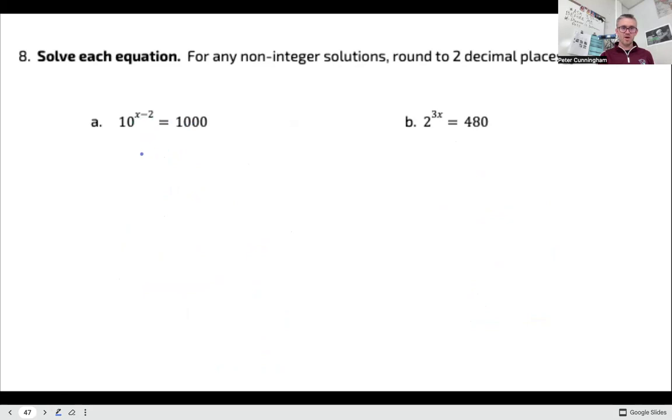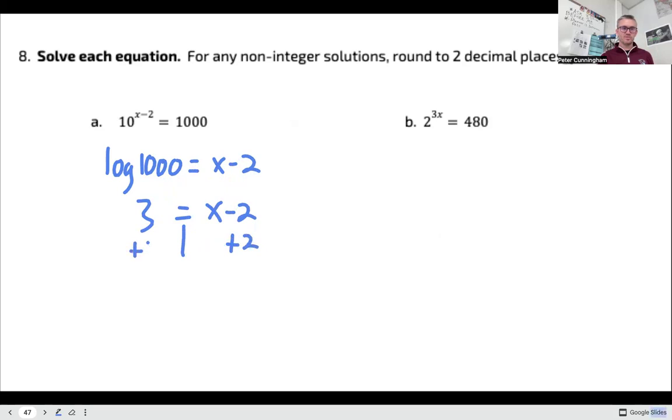Okay, so I want to know what log base 10 of 1,000 is going to equal. And whatever that equals is going to give me x minus 2. So 10 to the power of what gives me 1,000? That would be 3. So 3 equals x minus 2. Now you just have a one-step equation to solve.